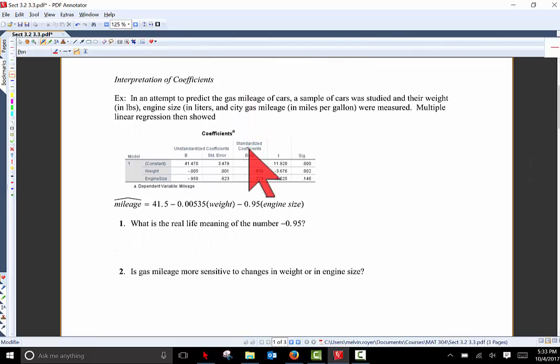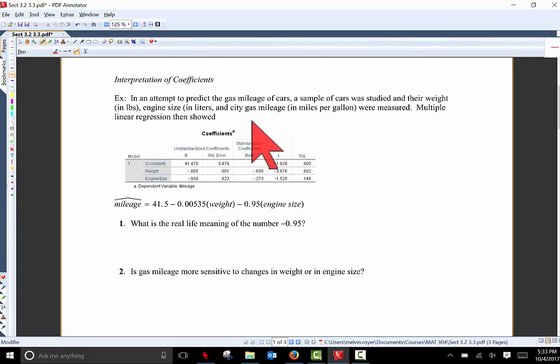Regarding interpretation of the coefficients, might be interested in predicting what kind of gas mileage a car is going to get. So what kinds of things influence the gas mileage of a car? Certainly its weight and engine size are 2 big things that come to mind. There would be other things as well, like wind resistance and so on. Let's stick with those 2.